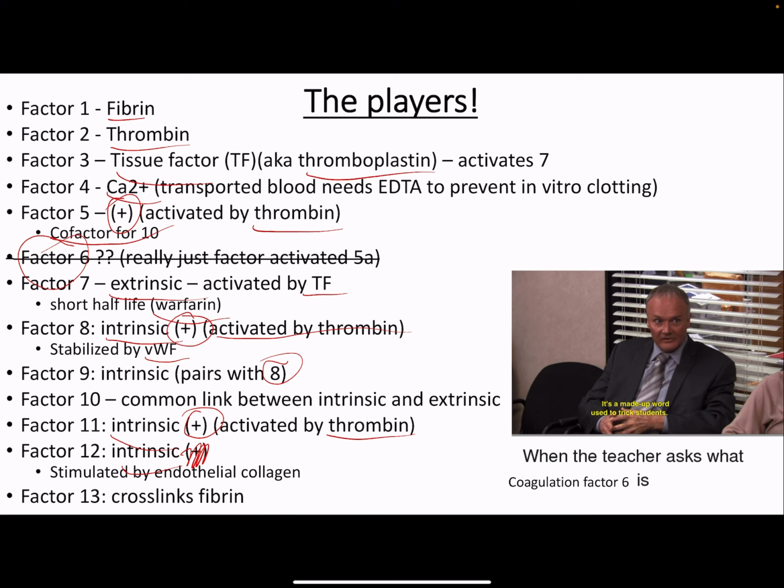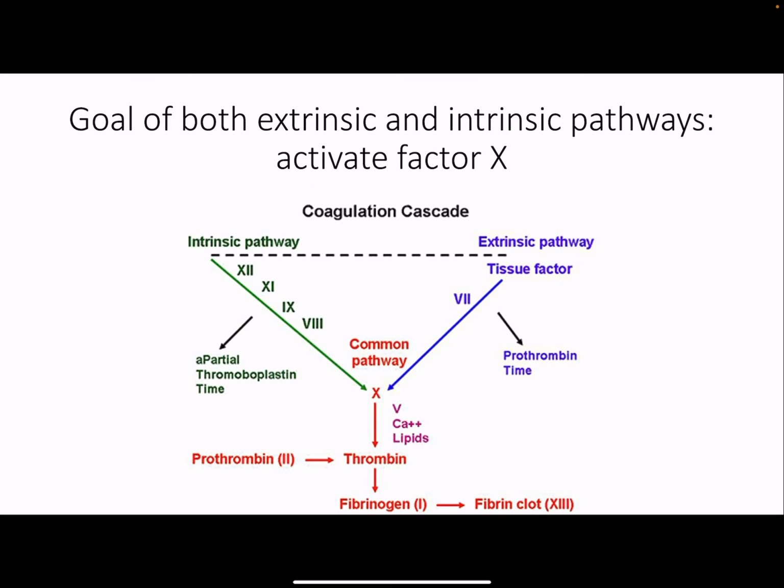Factor 12, that's actually not part of the positive feedback. This is stimulated by endothelial collagen. This is going to be the beginning of the domino effect that is the intrinsic pathway. So it's typically activated by contact factor, silica, negative things. And then factor 13 cross-links the fibrin together, as we will see.